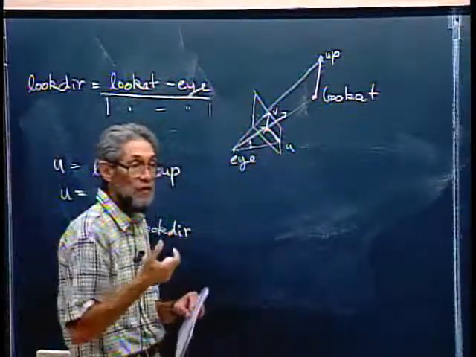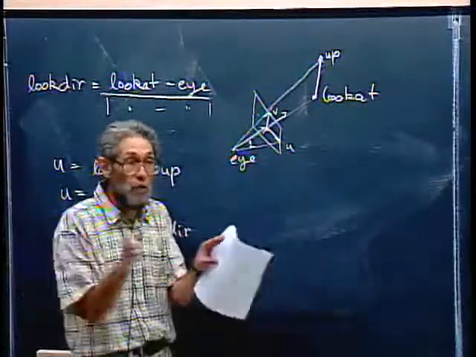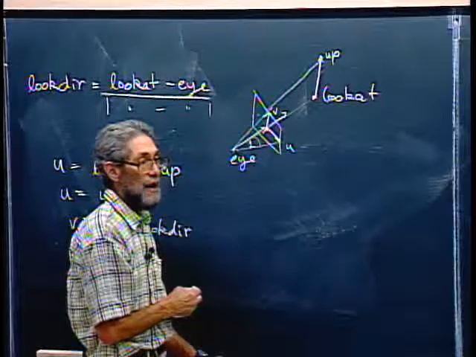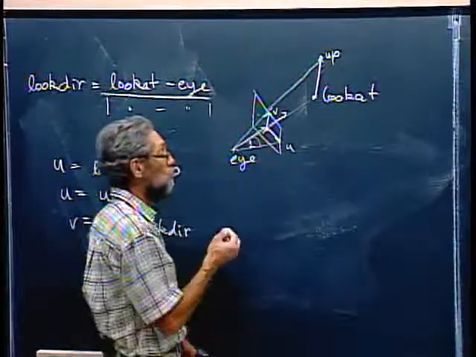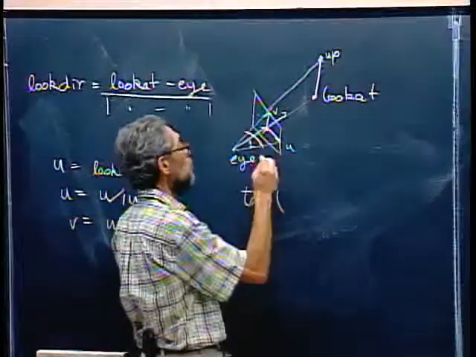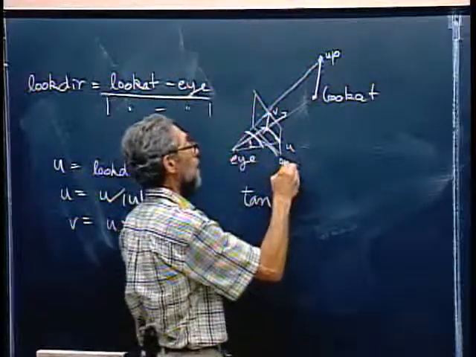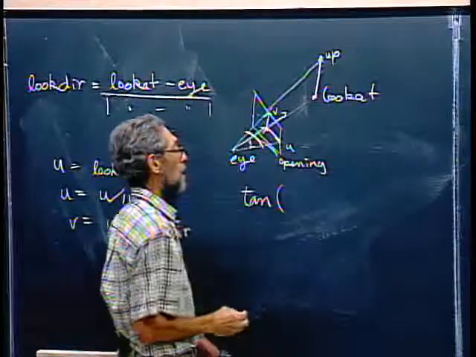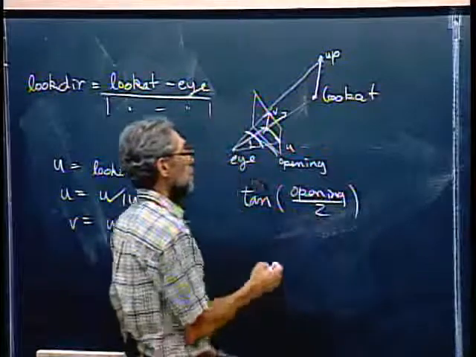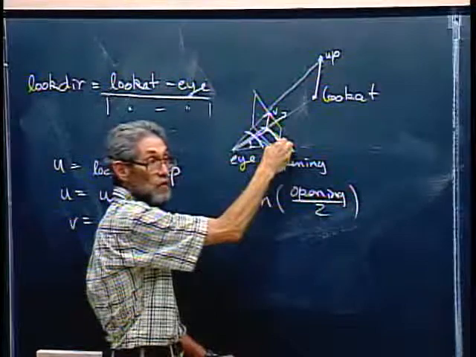Because if you change the zoom of a lens, the focal length of a lens, you can look at a wide angle or small angle. And so what you want to do is specify this angle. Usually you specify the whole opening angle, and then you want the tangent of opening over 2, which is basically from the center of the screen to the right side of the screen.